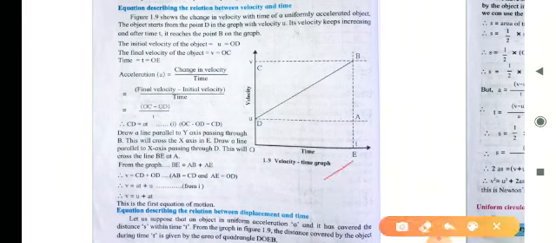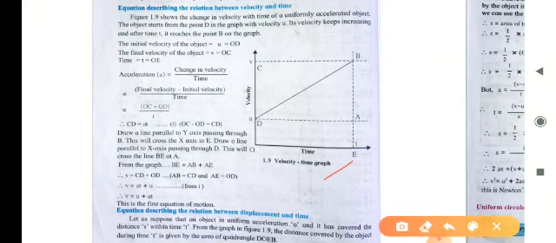First one, equation describing the relationship between velocity and time. Figure 1.9 shows the change in the velocity with time of a uniformly accelerated object. The object starts from D in the graph with velocity u. Its velocity keeps on increasing. After time t, it reaches a point B on the graph. The initial velocity of the object u is equal to OD. The final velocity of the object v is equal to OC. Time t is equal to OE.